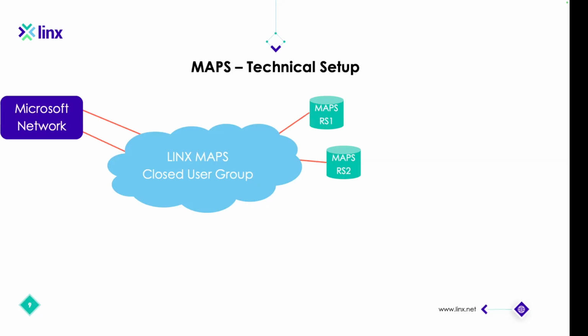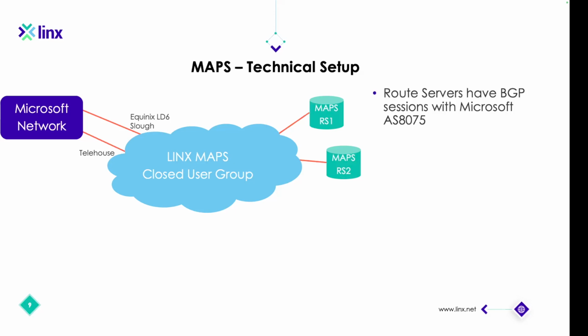And it will have two connections, physical direct connections to Microsoft in that local area. In this example of LON 1, we connect to Microsoft in Equinix over in Slough and in Telehouse in the Docklands. So again, resilient connectivity there. The root servers have direct BGP sessions with 8075, with Microsoft.